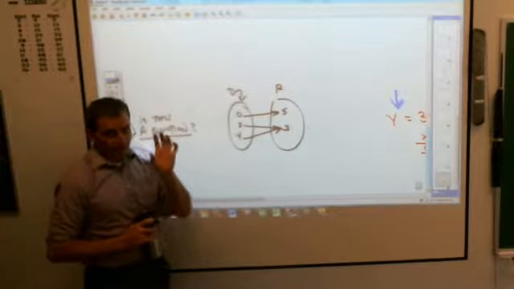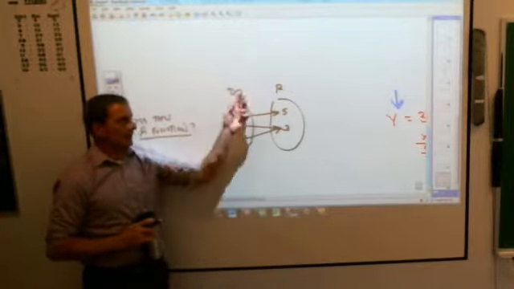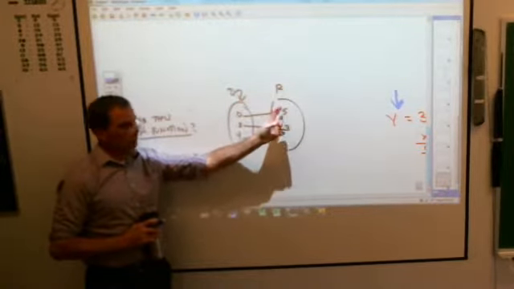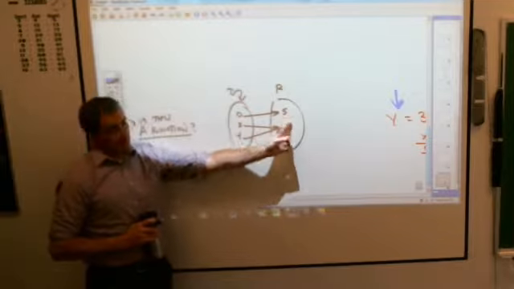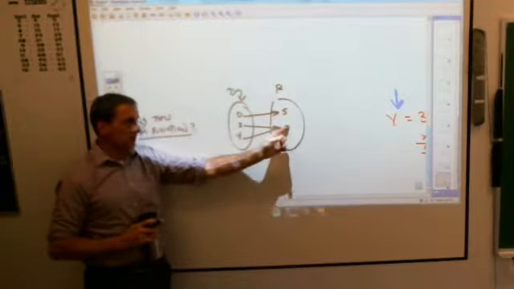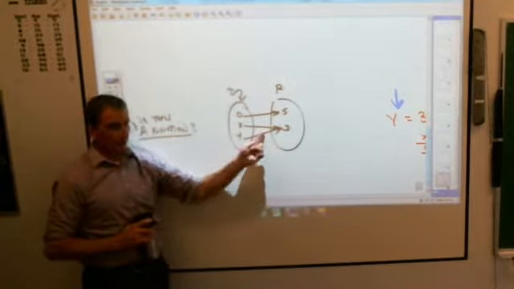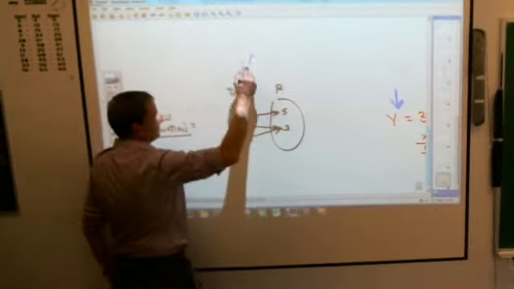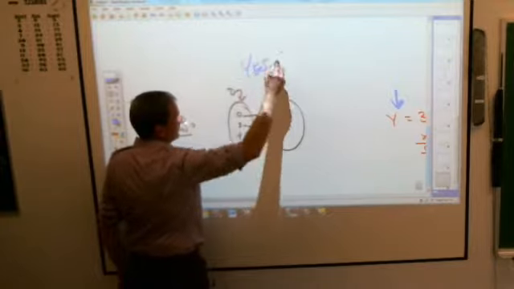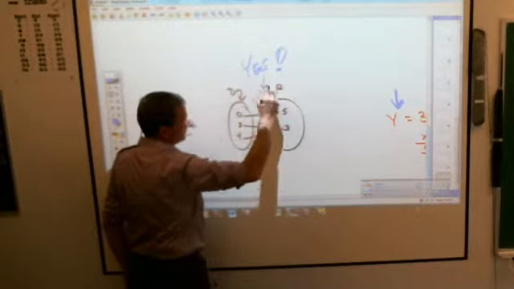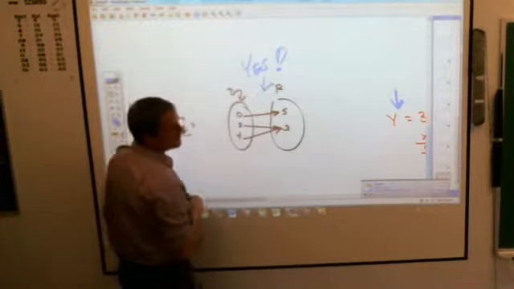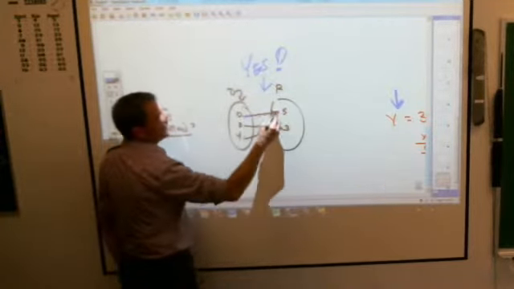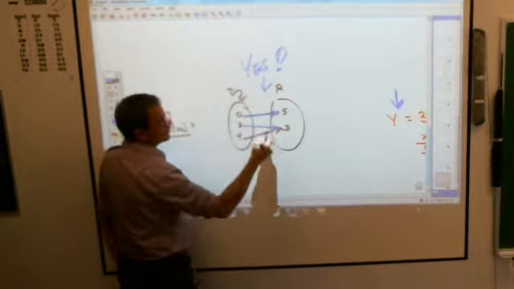If you follow the exact definition there, every number of the domain goes to only one number of the range. It can be the same number. I could just have a 3 there and have all of them go to 3. Yes, this is a function. If you think of the whole spiel there, 1 and only 1 is where it goes.